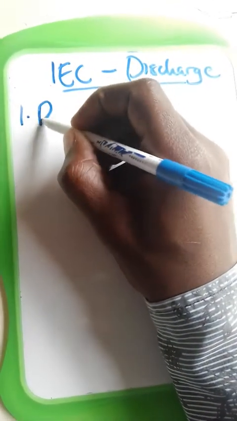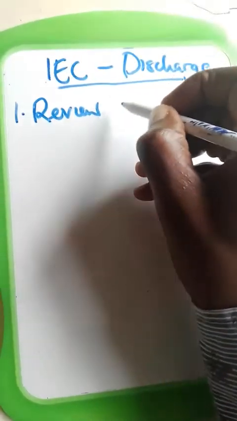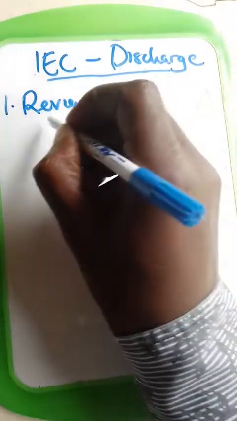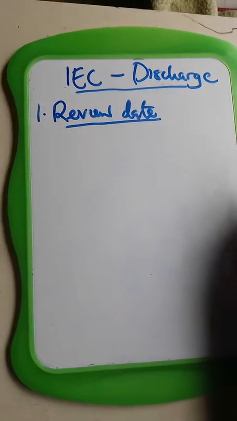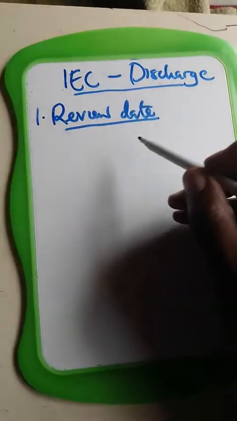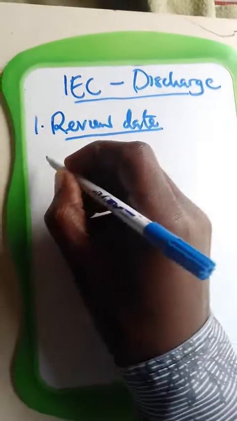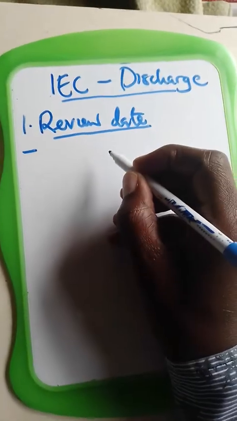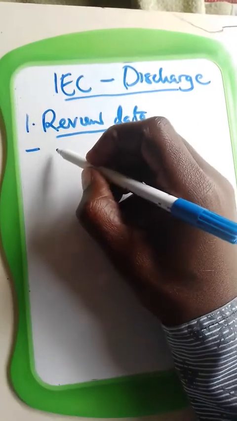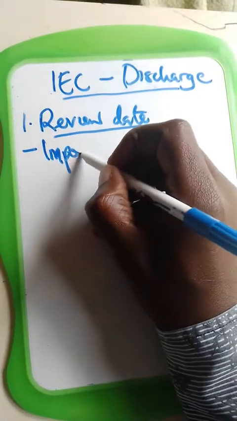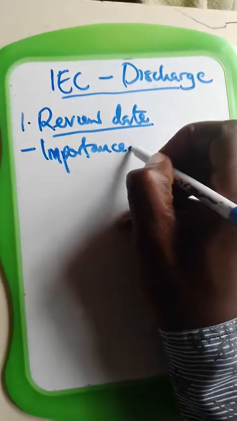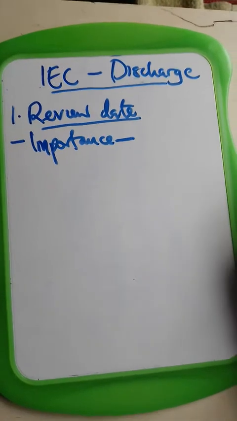Number one can be review date. So if you look at review date, what points can you raise under review date? Because as students, even those who are qualified, you're supposed to underline that and say this is the main heading, which is review date. So what can come under review date? You need to explain to the patient the importance of review date.